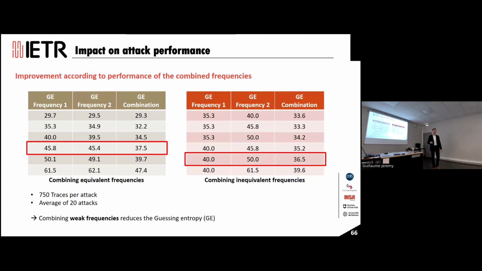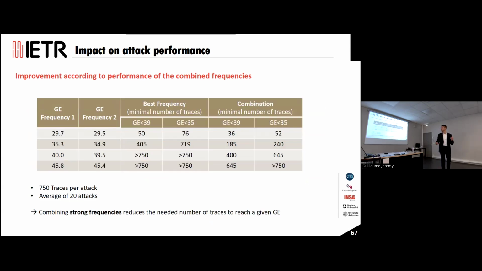So the overall conclusion of these studies is that when we combine weak frequencies together, we reduce the Gaussian entropy. But it does not mean that combining strong frequencies does not have any interest, because now if we look at the number of traces that we need in order to get a given performance, we can observe in every case that the combination reduces the number of traces.